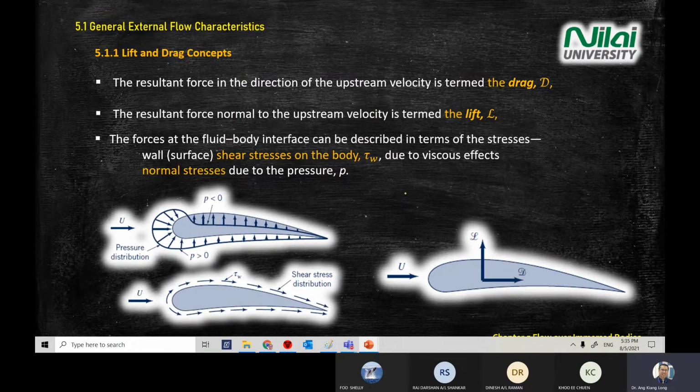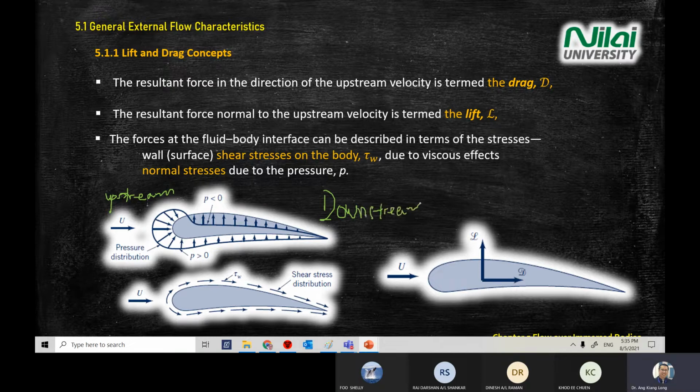All right. Now, if you study about lift and drag, normally you will come across a pressure distribution. An example that you see on the lower corner of your screen, you see the U. We always call it upstream velocity. Upstream means the one that enters into the system. This is downstream, at the back.